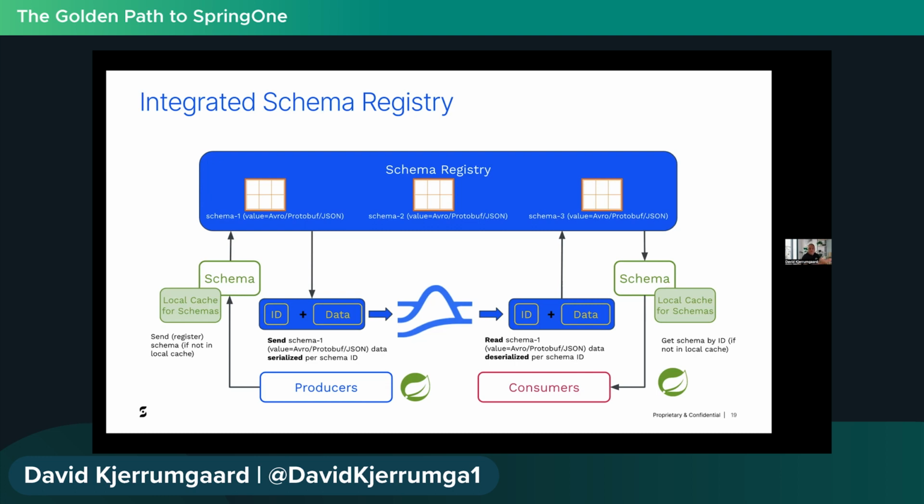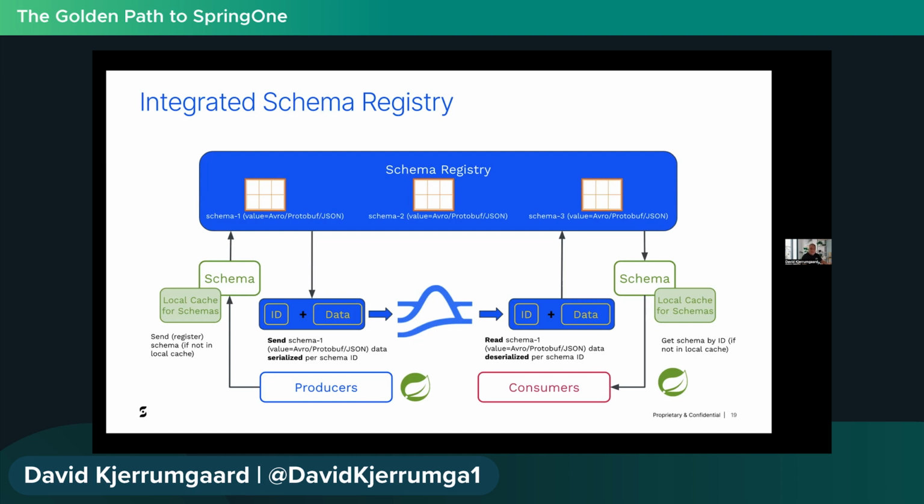So schema version 1, schema version 2, schema version 3 can all coexist, and based on compatibility rules, are they forward compatible, backwards compatible? They can coexist inside the same topic. And then the consumers can eventually update to process this on different versions of the schema as well. So you can maintain this information there internally, and it's all built in.